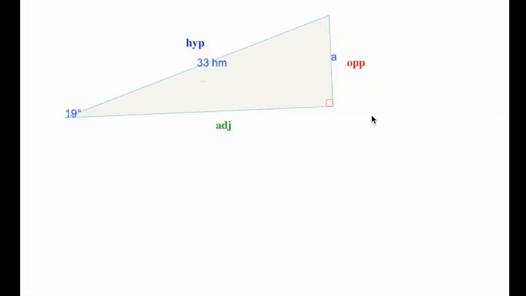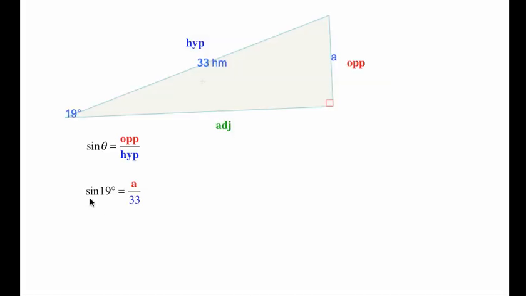We know that the sine ratio is opposite over hypotenuse. For a given angle, that ratio is always going to give us the same value. For 19 degrees, that ratio will always be the same no matter what the size of the triangle is. So we know that the sine of 19 degrees is going to be the opposite side, A, over the hypotenuse, which is 33.